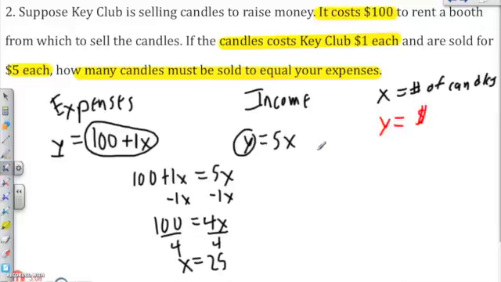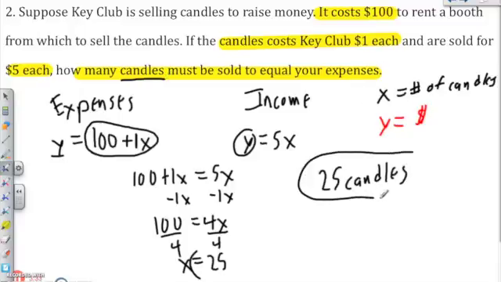Remember, in word problems we always have to give context to our answers. We don't want to just leave X equal to 25. 25 is our X value, which was the number of candles, so we have sold 25 candles. Now let's go back to our question, because sometimes we're only asked to find one value or the other. We were asked how many candles must be sold to equal our expenses, so we have already answered the question that we are being posed.